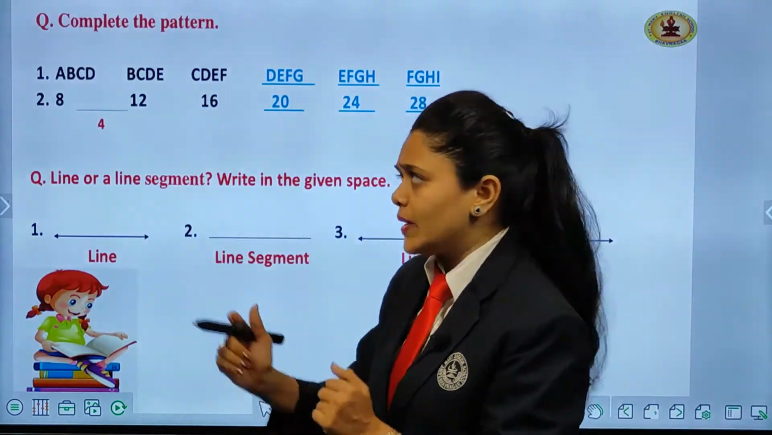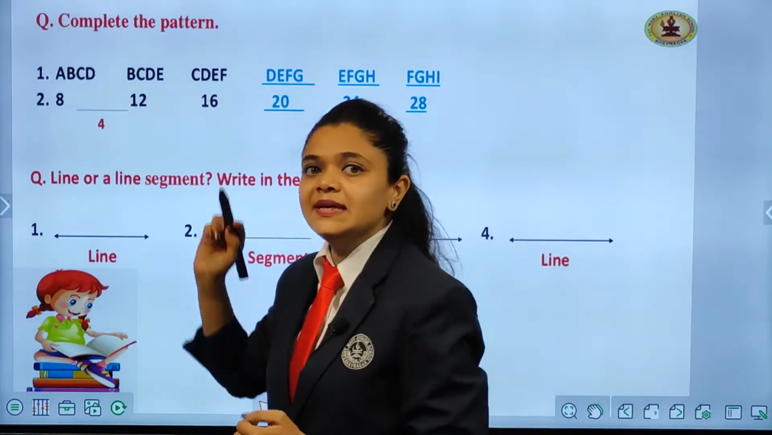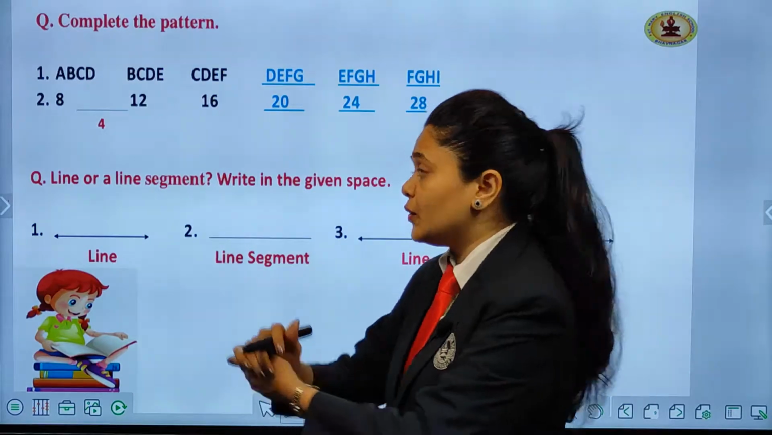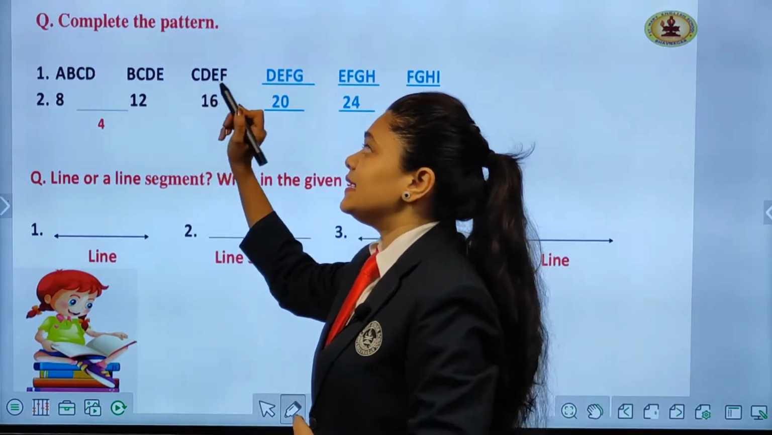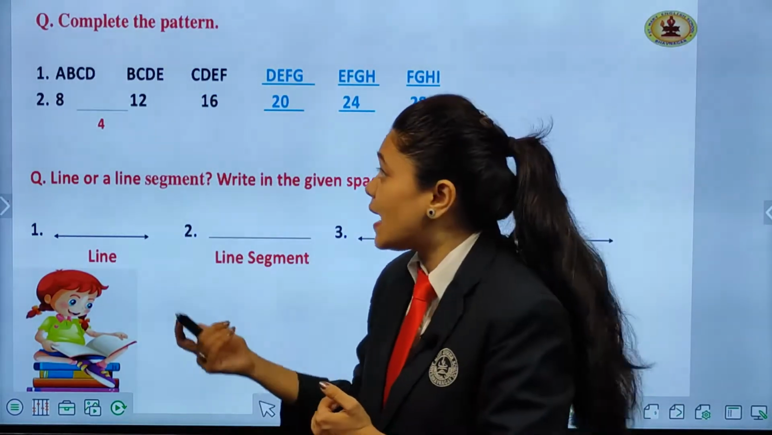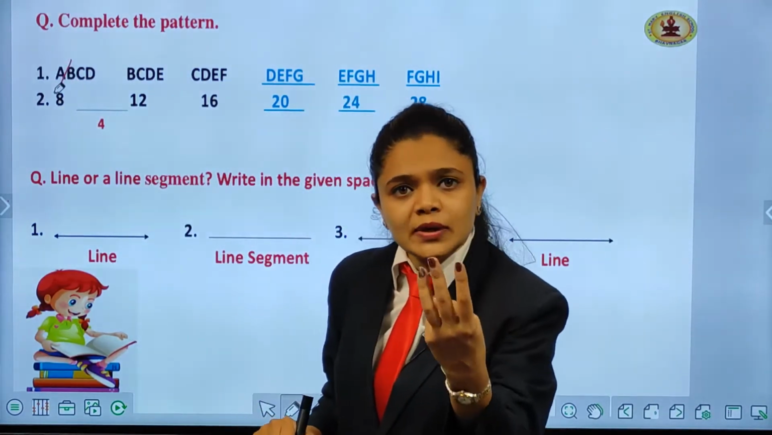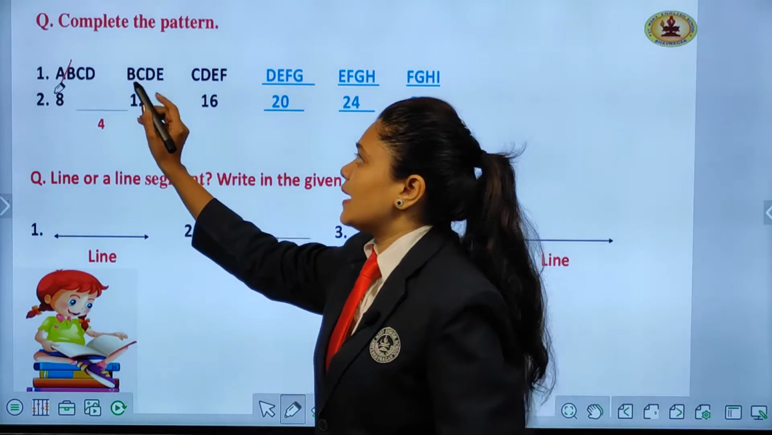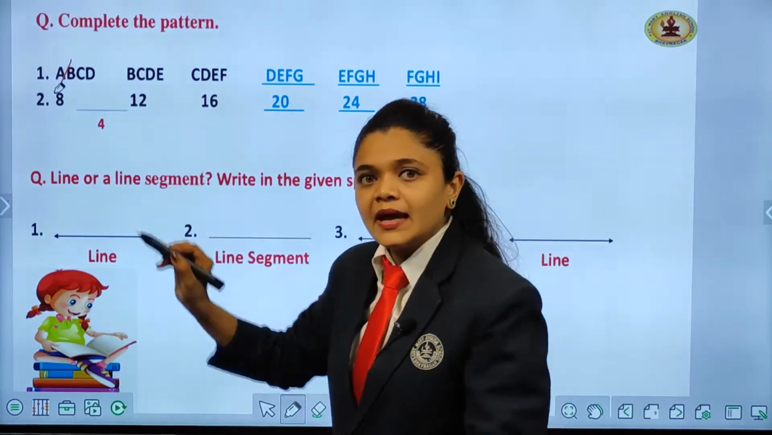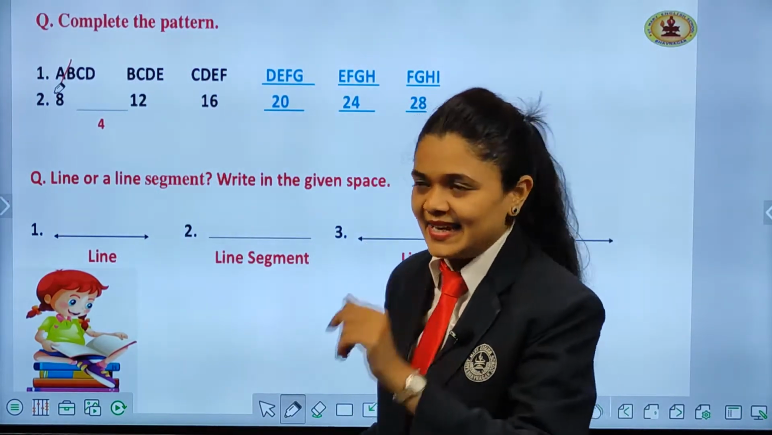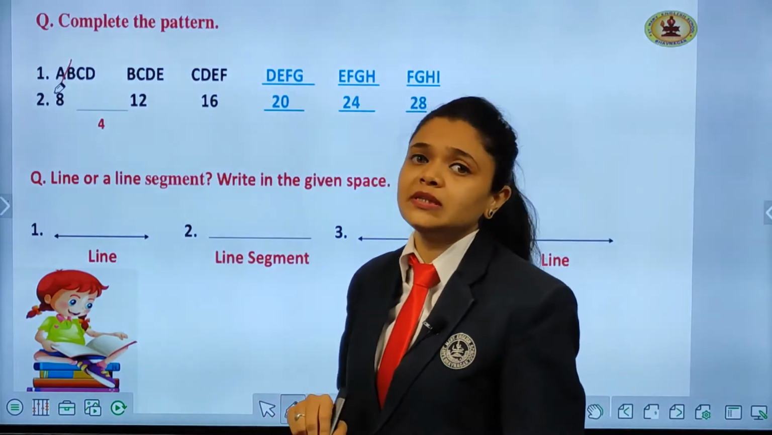It is in an order wise only, A, B, C, D. Now the second group, B, C, D, E. Now how has it come? See, you don't have to take the first alphabet, you have to take only the last three alphabets, that is B, C, D. And after D what comes? E. The same way you have to follow the pattern.